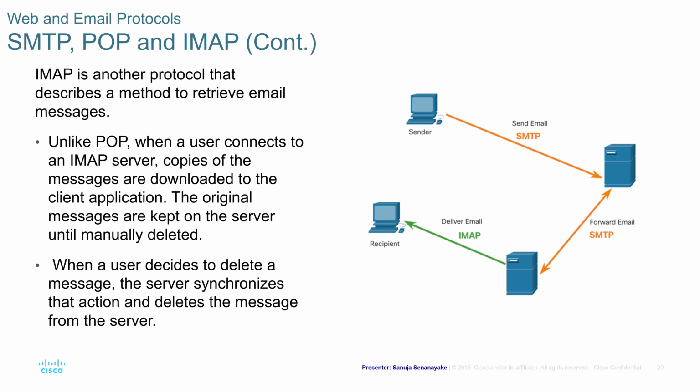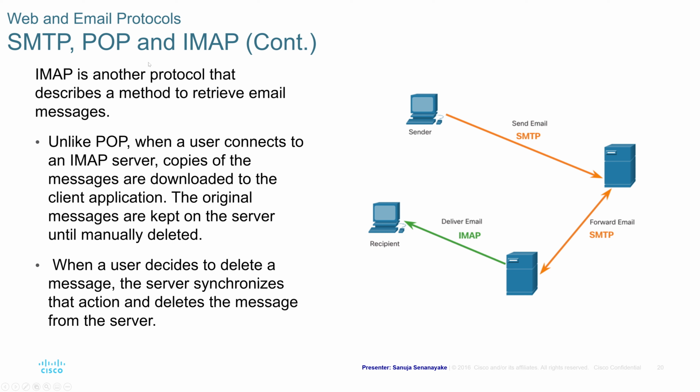IMAP is another protocol that describes a method to retrieve email messages. Unlike POP, when a user connects to an IMAP server, copies of these messages are downloaded to the client application. The original messages are kept on the server until manually deleted. When a user decides to delete a message, the server synchronizes that action and deletes the message from the server.